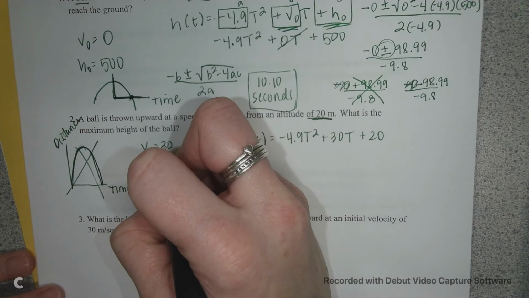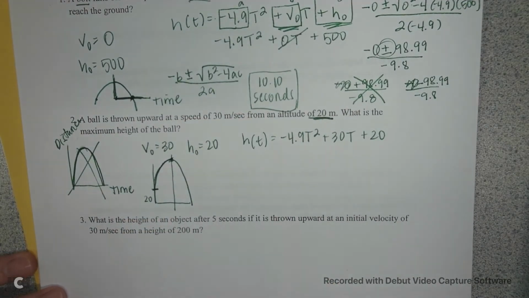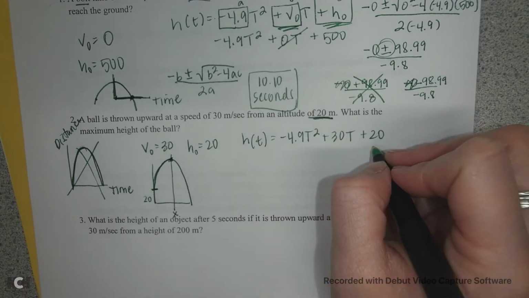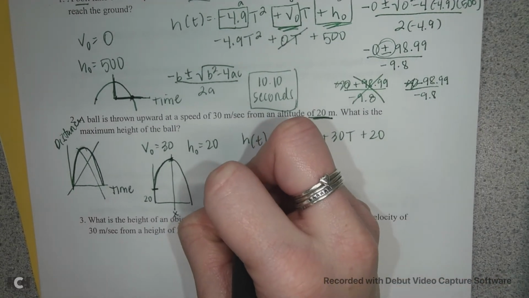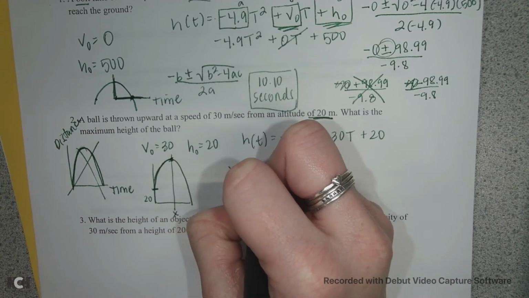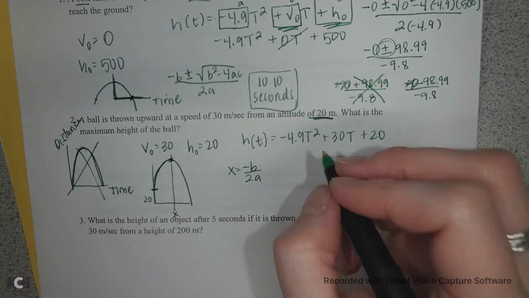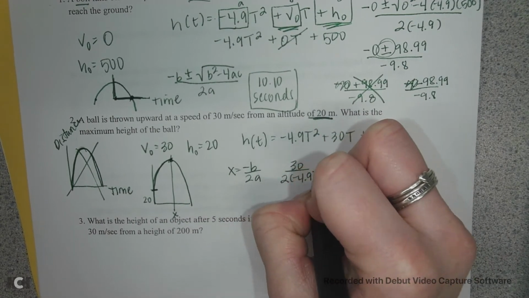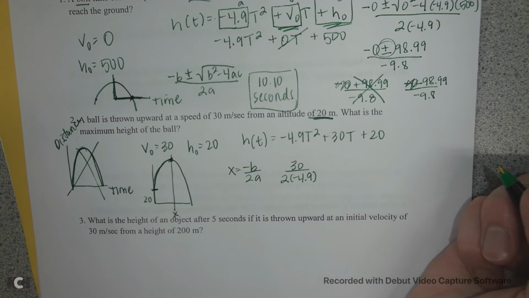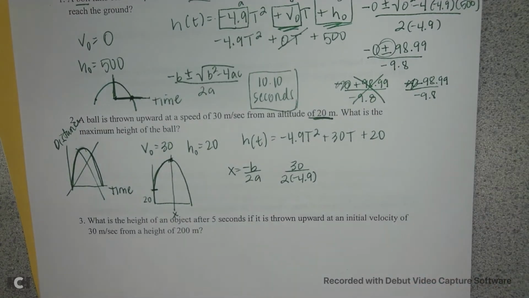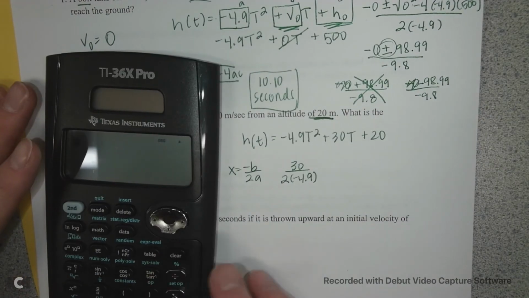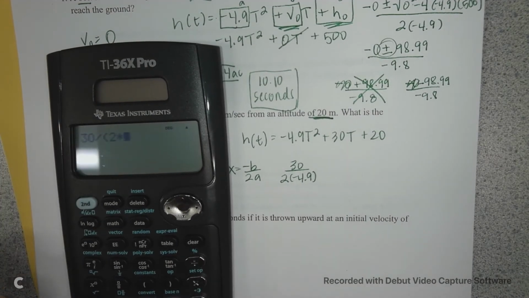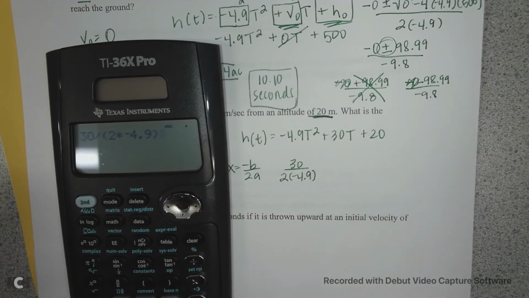Okay, then this is my axis of symmetry. I am just going to figure out my x value. So to figure out the x value, we can use negative b over 2a. So negative b is 30 over 2 times negative 4.9. And we're going to put that in our calculator. 30 divided by 2 times 9.